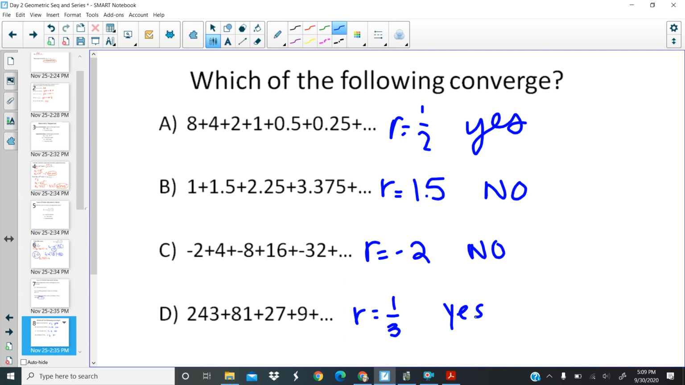But I also want to mention on this, C was the only one that we did that had a negative common ratio. A negative common ratio can still converge. It just has to be between -1 and 1. So I don't want you to think that just because it's negative, it's not going to converge, because it is possible if it was like -1/2 or -1/4 or so on. So that still can converge even if it's negative.